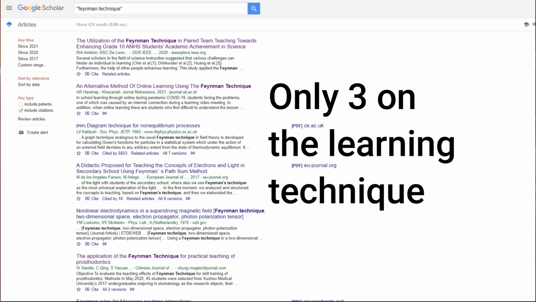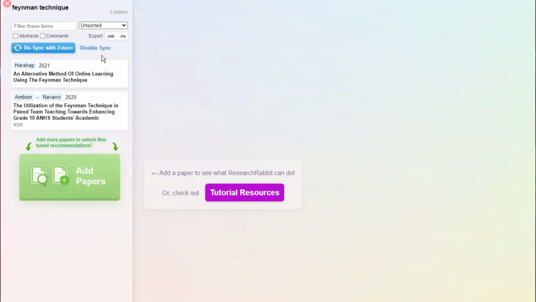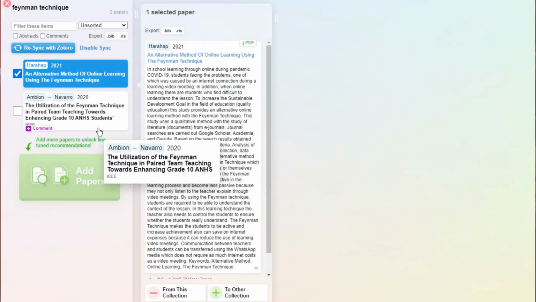So I thought, you know what, let's have a look at the academic research. And there were three papers. There were three total papers. One of them was in Chinese, so I couldn't read it. One of them was very limited on what it said, but it didn't really say anything useful. And the other one actually said the Feynman technique didn't work. From their findings, they said that there was no significant difference.